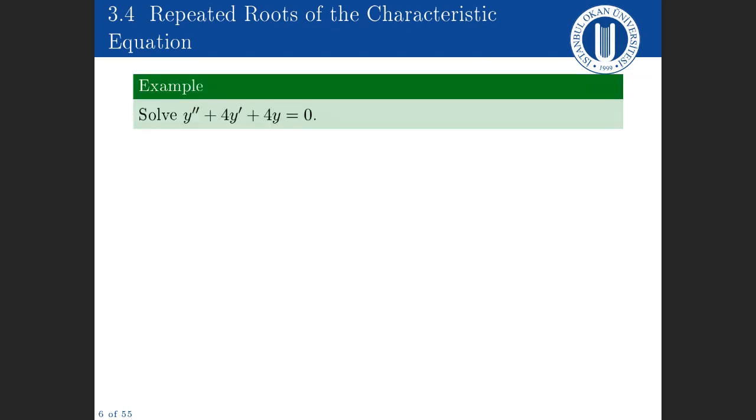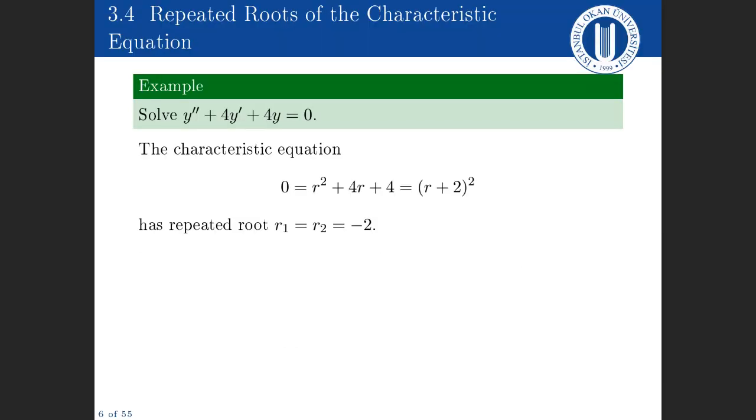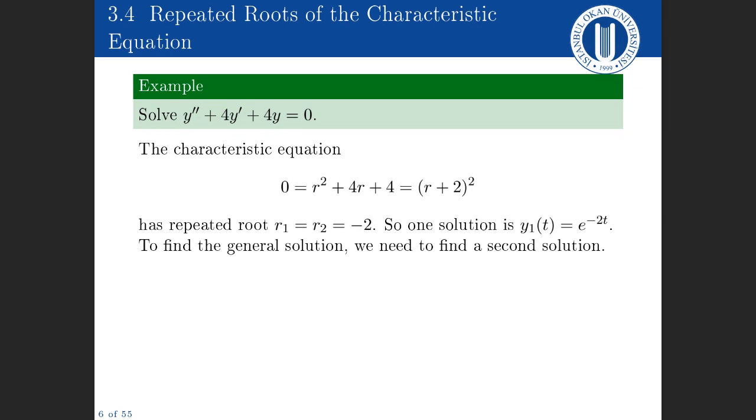We'll start with an example. Solve y double prime plus 4y prime plus 4y is equal to 0. The characteristic equation is r squared plus 4r plus 4 is equal to 0. It's straightforward to see that we have root minus 2. That's the only root we have. r1 and r2 are the same number. Okay, so we know one solution. One solution must be e to the power minus 2t. To be able to write down the general solution, though, we need to find a second solution, and we need the second solution to be linearly independent from this first solution.